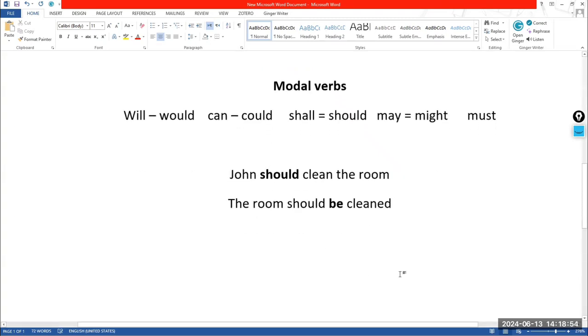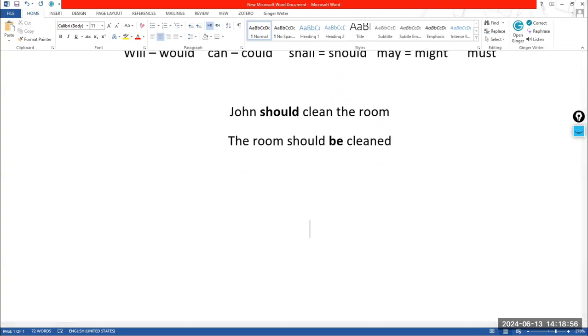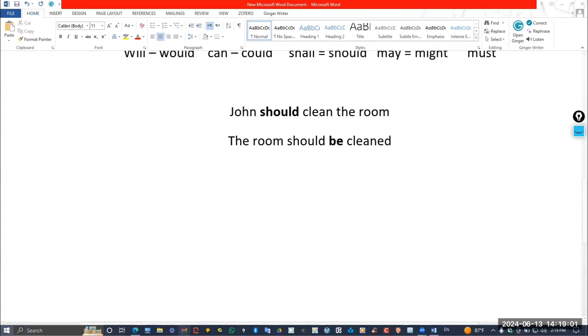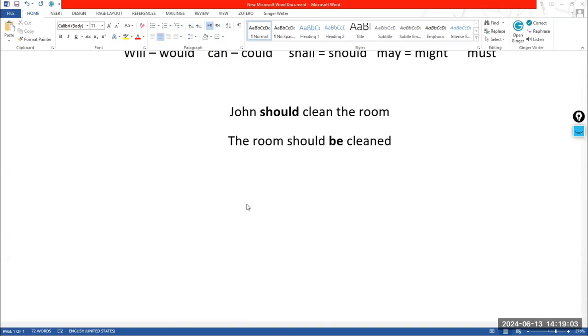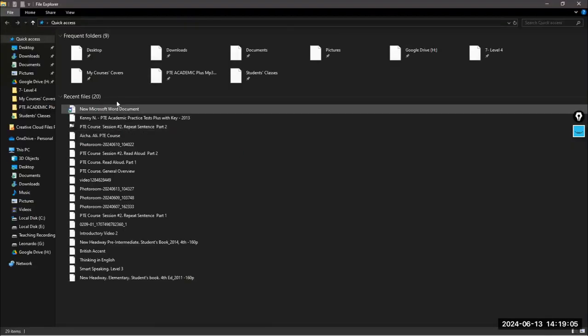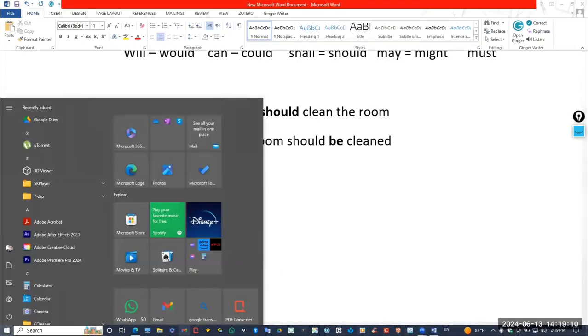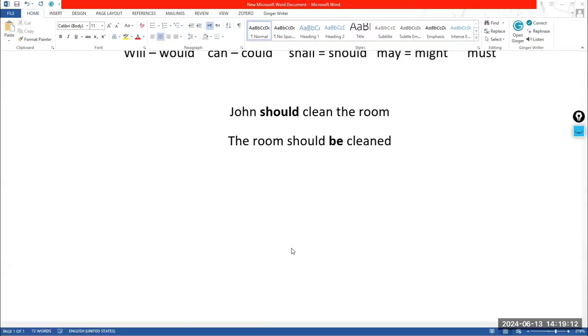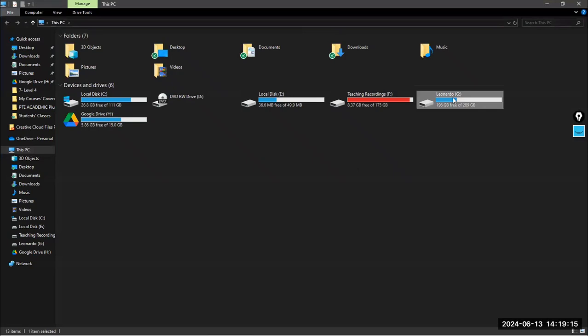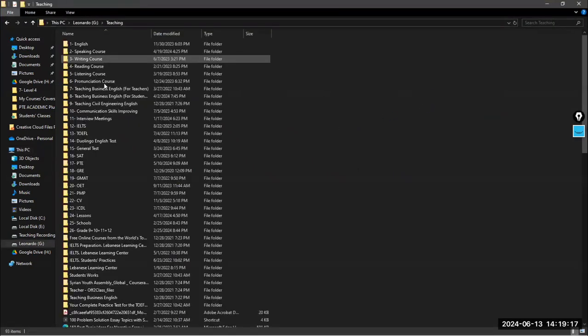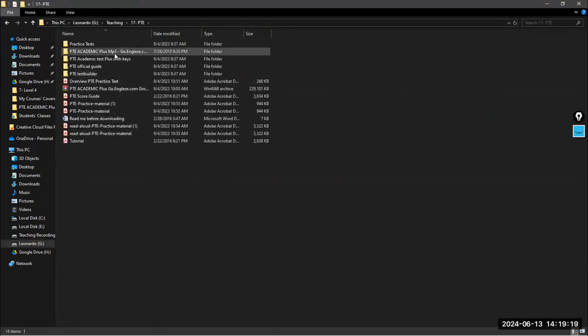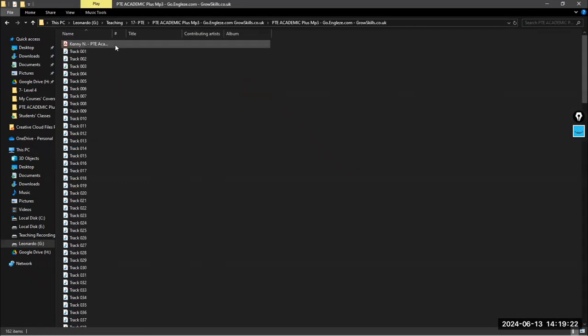Okay? This is why, Ali, I'm going now to repeat the recording, which is recording number 5. Let me repeat number 5 and let me tell you why it is in the passive voice. This is it. And this is the recording, repeating the sentence, number 5. This is the PTE course. This is the file. And this is recording 5. Let's repeat.